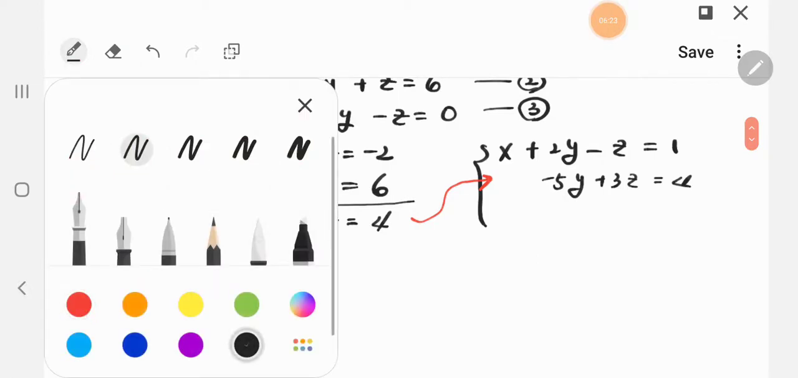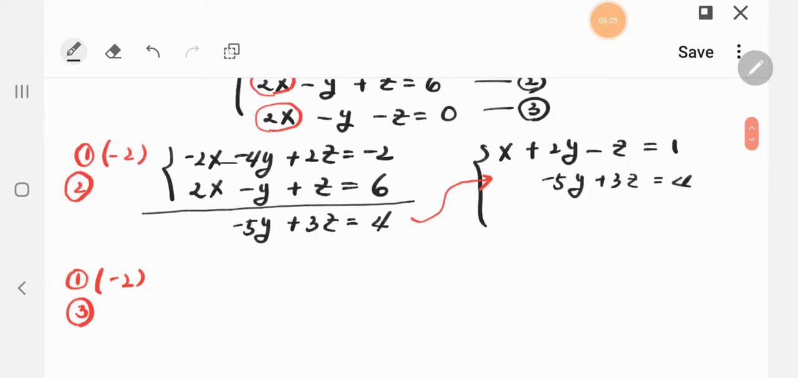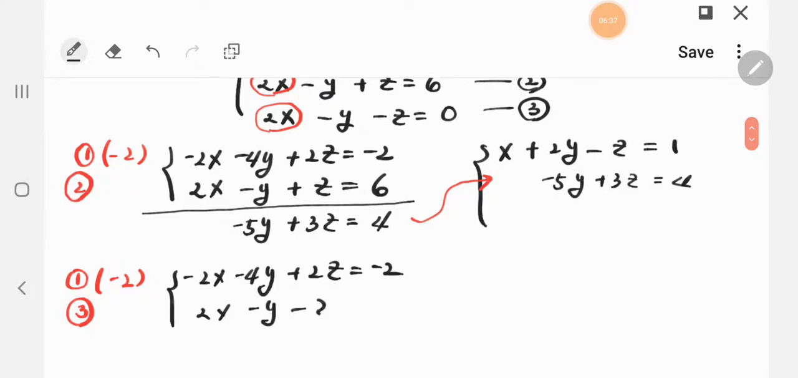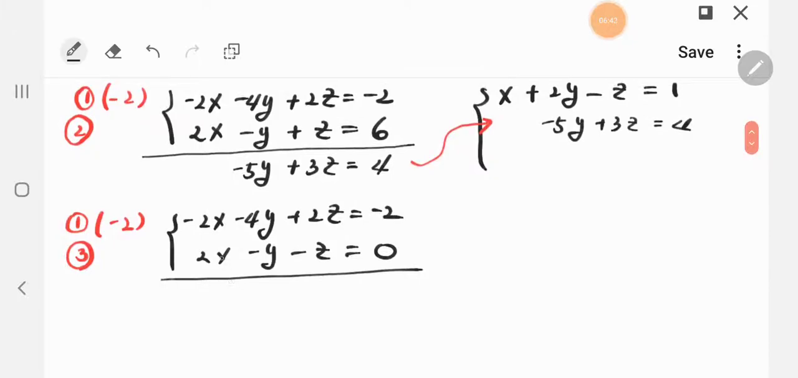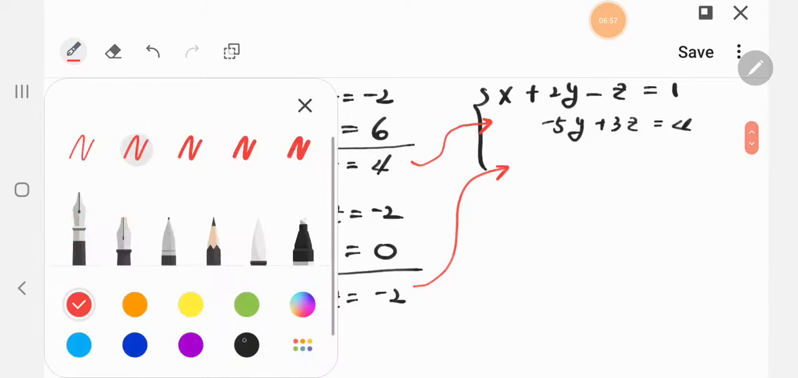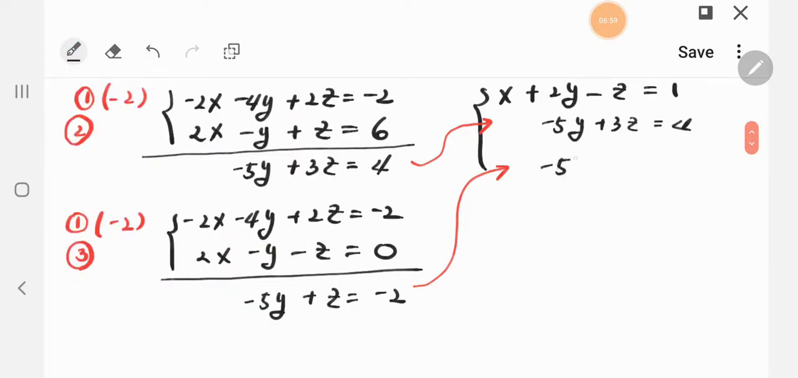Multiplying the first equation by negative 2 gives the same result as before: negative 2x minus 4y plus 2z is equal to negative 2. And then the third equation is 2x minus y minus z is equal to 0. Add these, and then we can cancel out x. So negative 5y plus z is equal to negative 2. The third equation will be replaced by this result: negative 5y plus z is equal to negative 2.